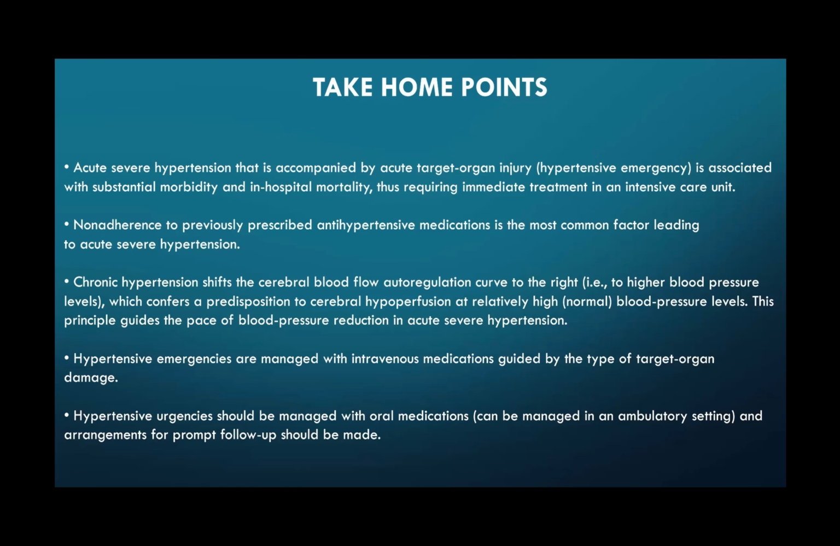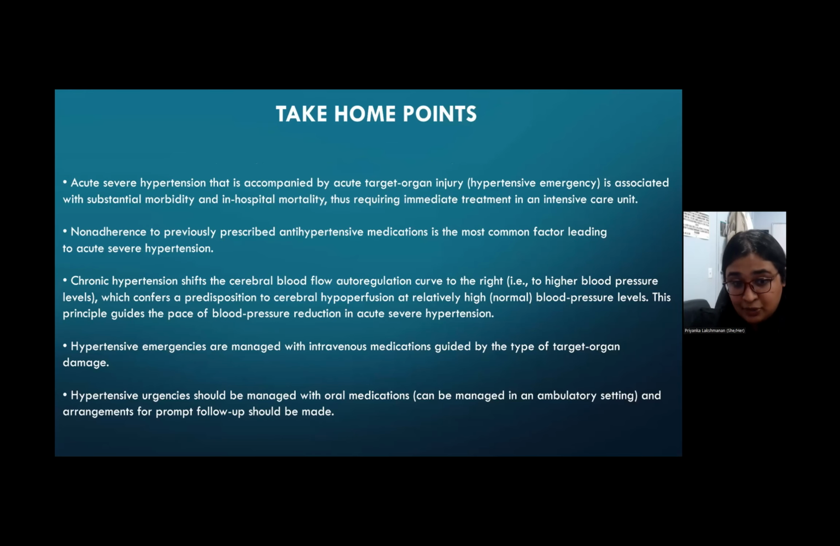So before we start thinking about the zebras, the first thing we need to ask a patient is, have you been taking your medications or not? Chronic hypertension, again, you want to think about how it affects your autoregulation in different systems. And especially we are worried about the brain, because if we drop the blood pressure too low or too fast, we can induce ischemia and you can have watershed infarcts. So you need to be very careful about how much you're reducing your blood pressure by.